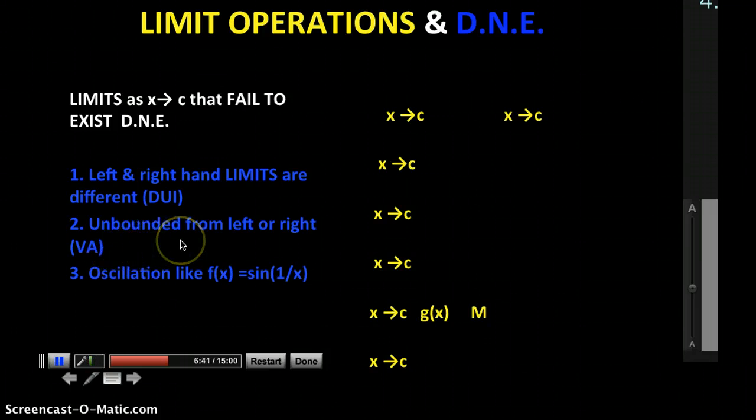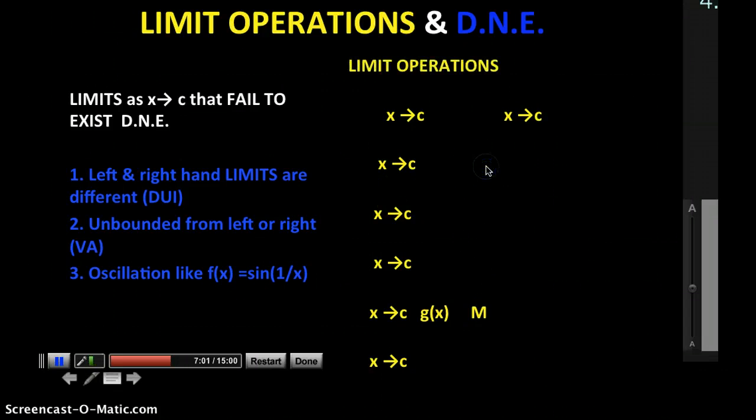Number 2 here we just did several examples of unbounded from the left and the right, typically a vertical asymptote. And the last one we didn't do, and you can do that on your own, it's called an oscillation. And this is an example of that. Put your graphing calculator into radians and do the sine of 1 over x. That'll be an example of an oscillation.